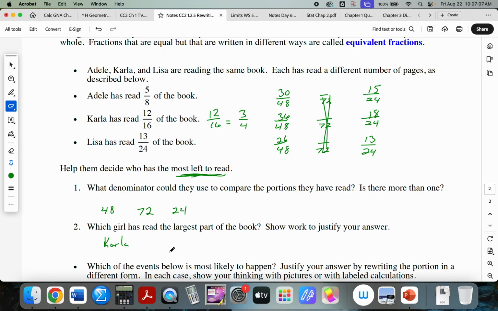And then to show work for this, you would say, all right, Carla has read what? Let's do the 24. 18 out of 24 of the book. While the other two read 15 out of 24 or 13 out of 24.